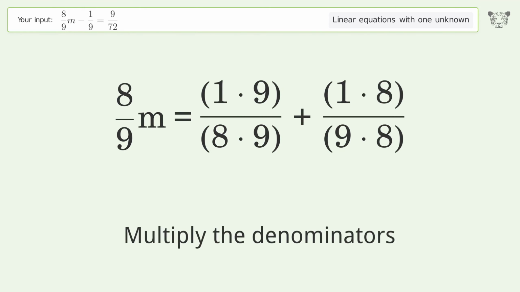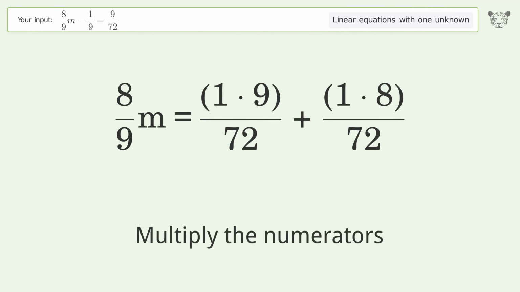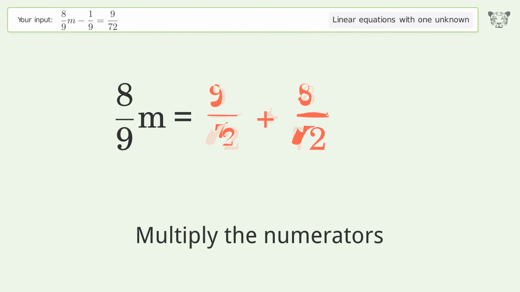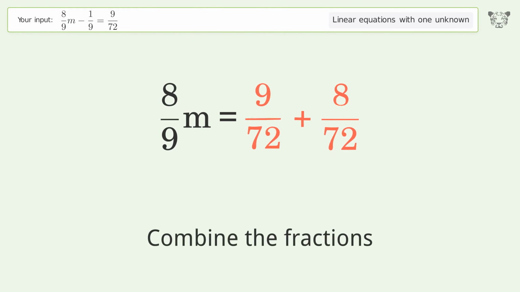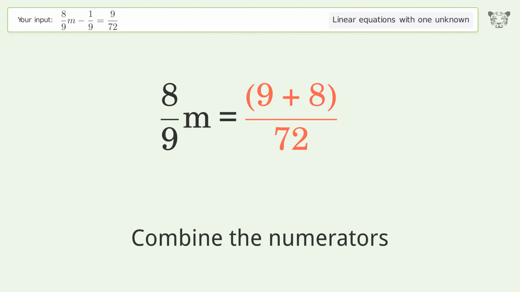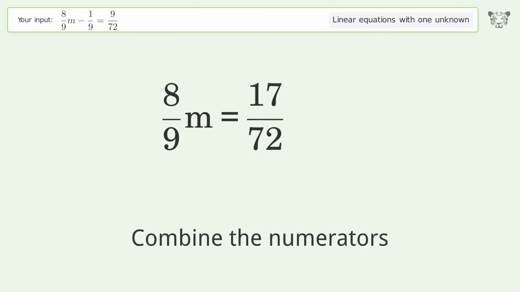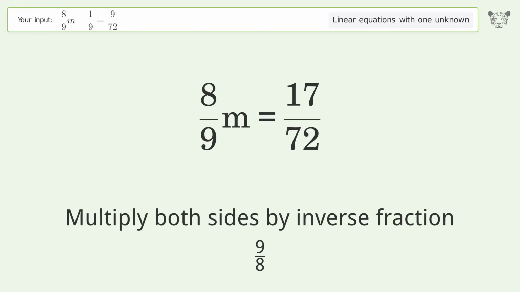Multiply the denominators. Multiply the numerators. Combine the fractions. Combine the numerators. Isolate the m. Multiply both sides by inverse fraction 9/8.